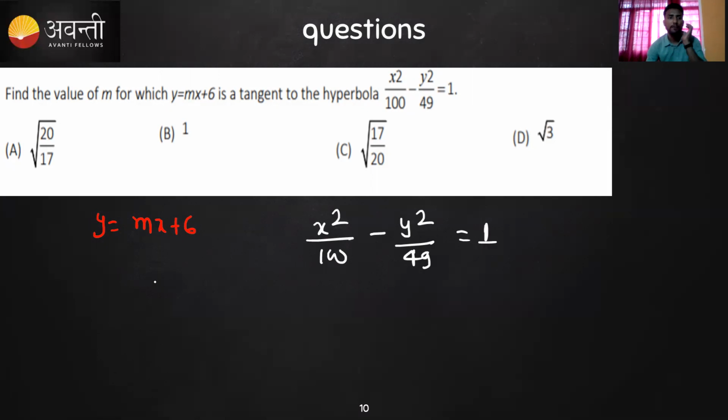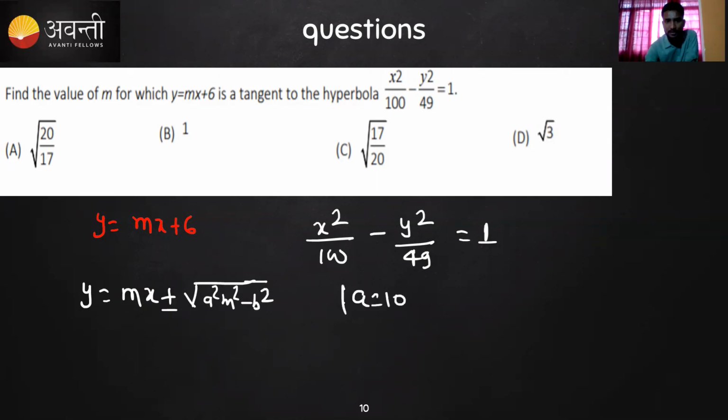So I hope everyone knows this formula of tangent in slope form, right? That is y is equal to mx plus minus root under a square m square minus b square. This is the equation of the tangent of a hyperbola in slope form. So what we are going to do, basically from here you can see a is nothing but 10 and b is 7. It is 10 square, this is 7 square.